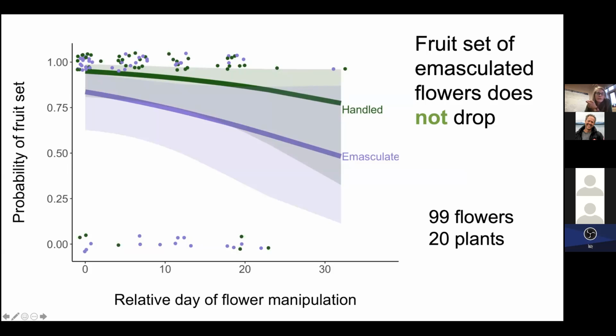And when we look at whether or not a flower matured into a fruit, depending on whether it was handled but not emasculated, or if it was emasculated, if there was an increased reliance on self-pollination as the season progressed, I would expect the distance between these two lines to increase over time, but it did not. So somehow, despite the fact that pollinators weren't visiting towards the end of the season, at least not during our observation periods, the emasculated flowers still managed to set fruit. I'm not really sure what was going on here.